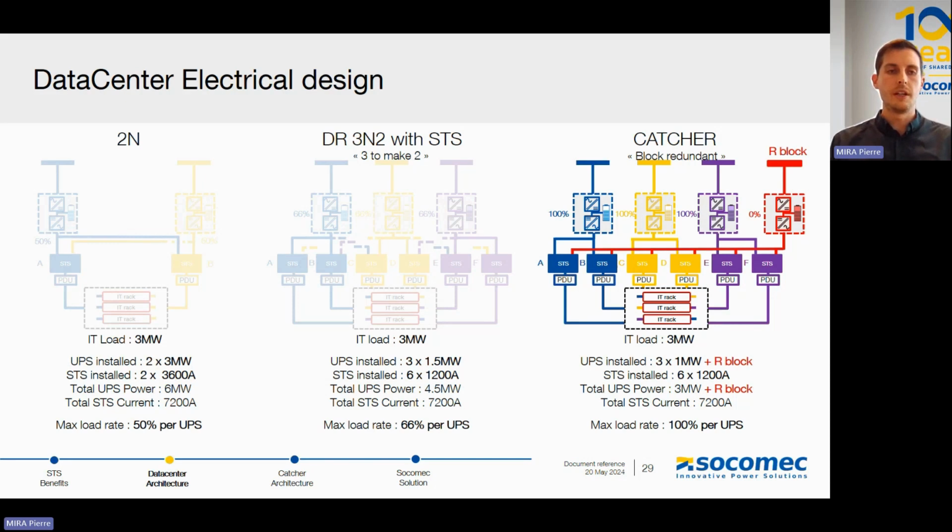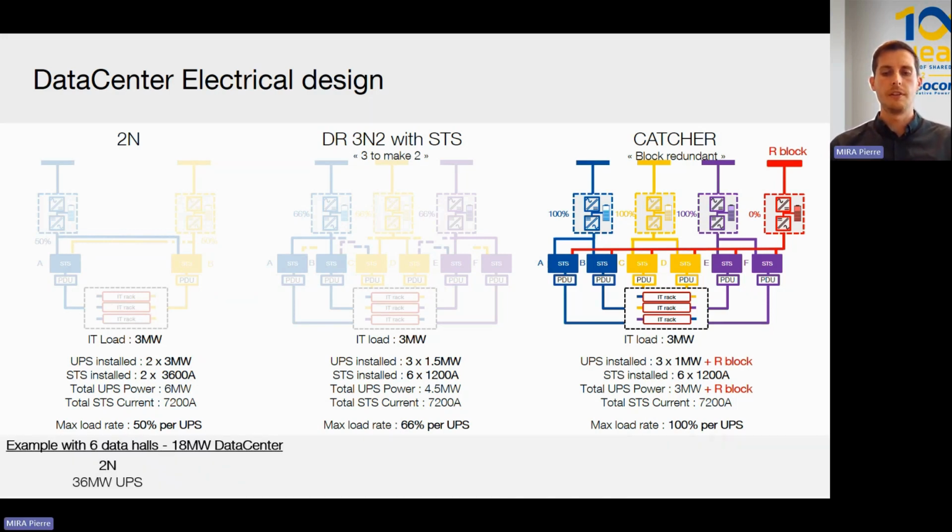So in a 2N architecture, we would load the UPS at 50%. In a 3N2 architecture, distributed redundancy, we would load the UPS at 66%. Another example is a 4N3 architecture at 75%. And in a catcher architecture, all UPS are working at 100%. And the block redundant UPS will be kicking in and replacing any failed UPS.